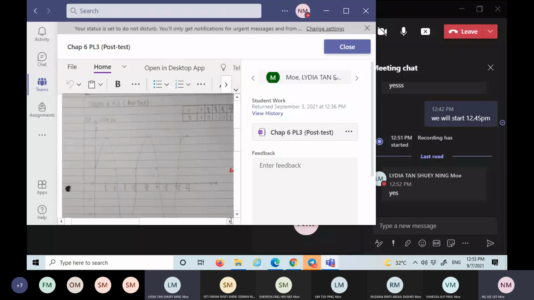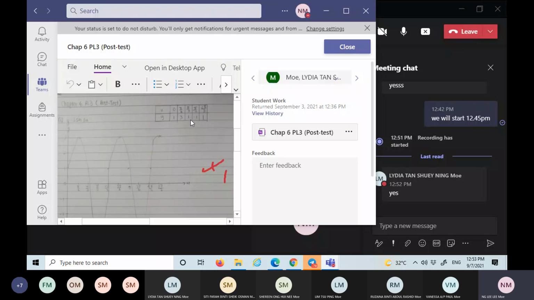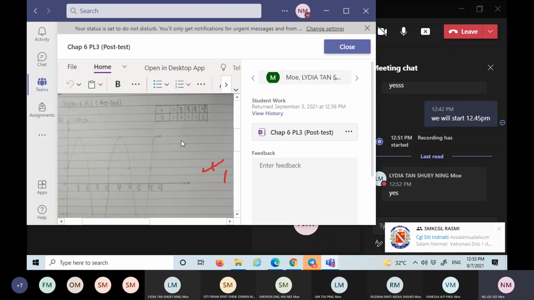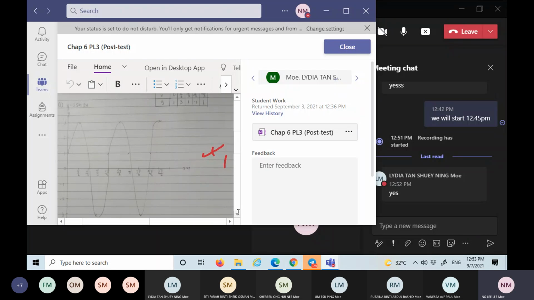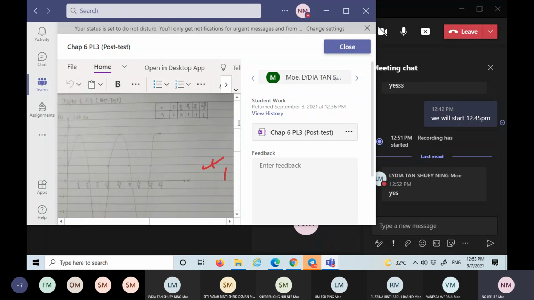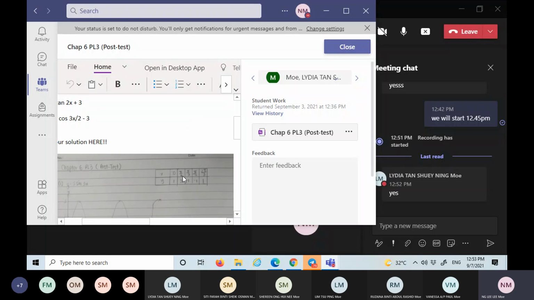If let's say the first one you made a mistake, no more. Others also I think you made mistakes, so that is why your graph is so smooth. I don't know how you got all the points wrong. Okay, and then I'm not sure about the pi over 6 or this. I would prefer you use the degree.